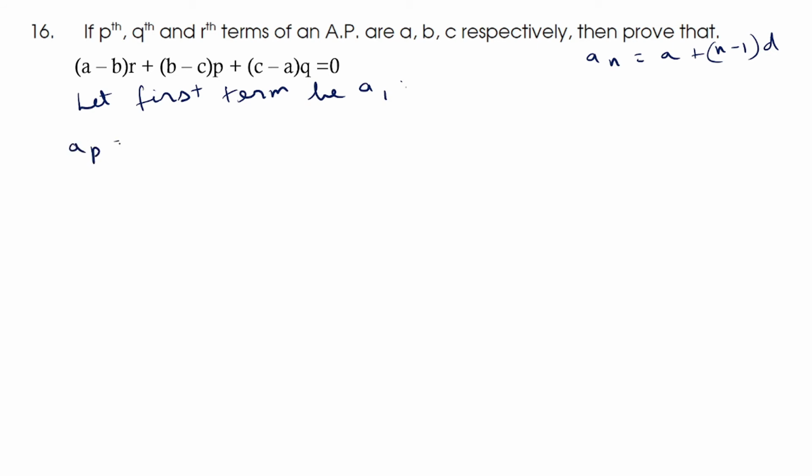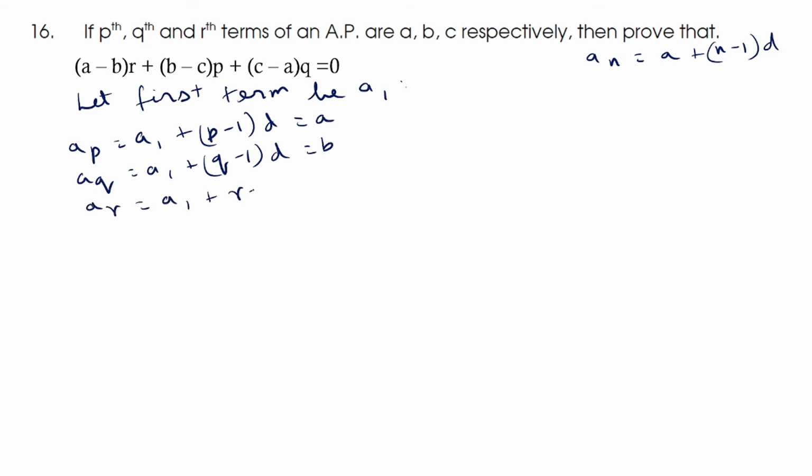So AP is equal to A1 plus P minus 1 into D. This is given as equal to A. And AQ is equal to A1 plus Q minus 1 into D. This is given as B. And AR is equal to A1 plus R minus 1 into D. And this is given as C.